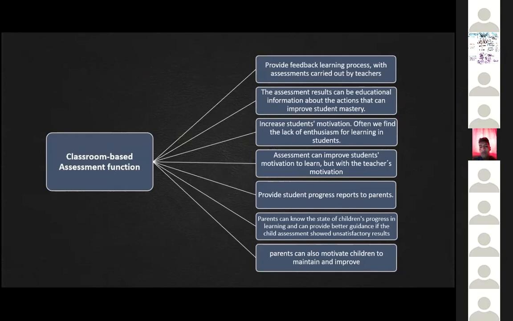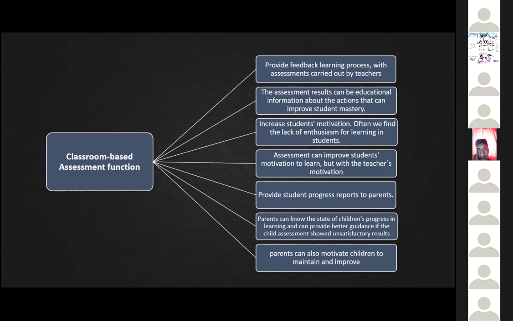Okay, good afternoon, teacher. Good afternoon. My name is Joel Bastidas. I'm going to explain about the good classroom-based assessment function. I have put here some tips to do this kind of assessment.